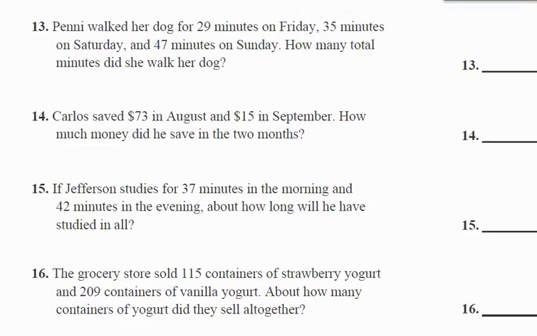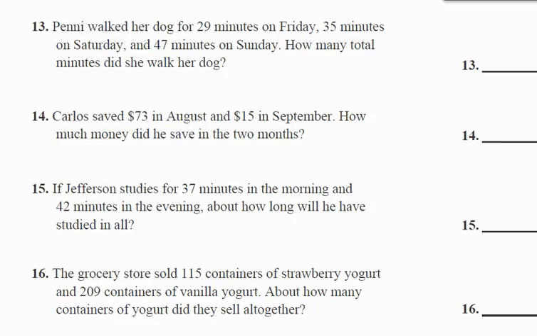So look at number 13. Do I see the word about? No. It says, how many total minutes did she walk her dog? So just add all the three numbers. Number 14, do I see the word about? Or estimate? No. So just add the two numbers.